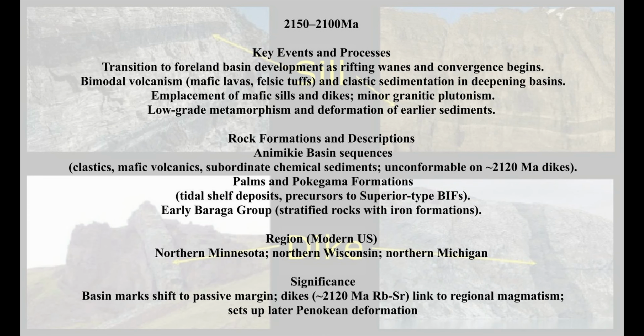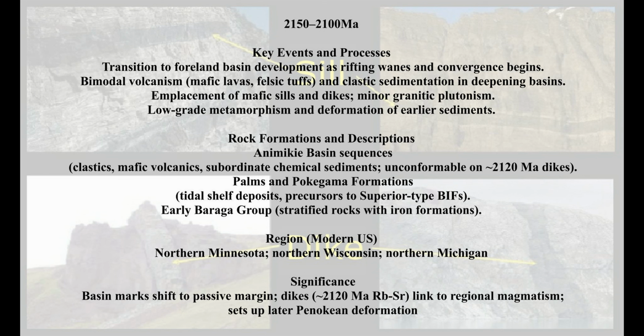2150–2100 Ma. Key events and processes. Transition to foreland basin development as rifting wanes and convergence begins. Bimodal volcanism, mafic lavas, felsic tuffs, and clastic sedimentation in deepening basins. Emplacement of mafic sills and dikes, minor granitic plutonism. Low-grade metamorphism and deformation of earlier sediments.